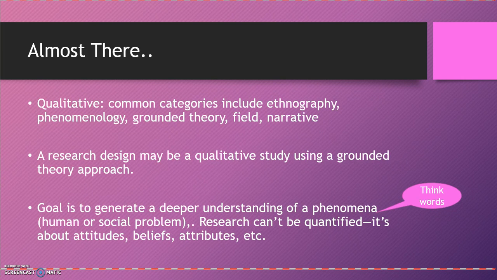Okay. When we talk about qualitative research, we have some common categories, or different subtypes. The common ones are ethnography, phenomenology, grounded theory, field, and narrative. There are others as well. But again, when you're in your evidence table and you're talking about what type of design it is, we want you to state this is a qualitative study with a grounded theory approach. And the research or the evidence should clearly state that.